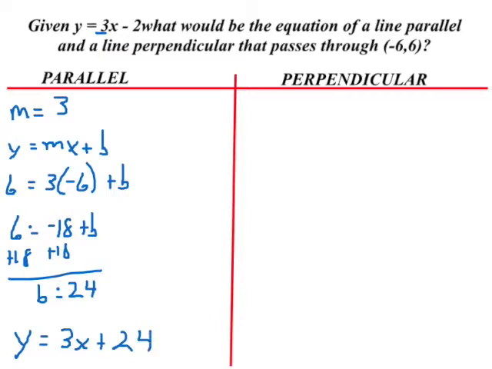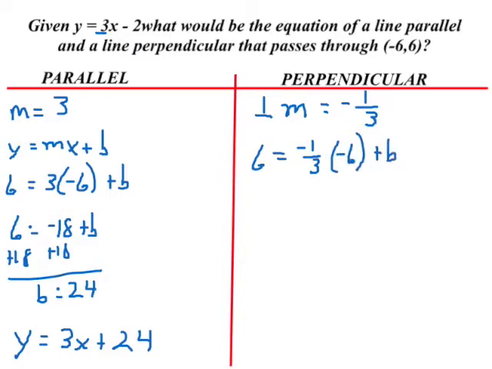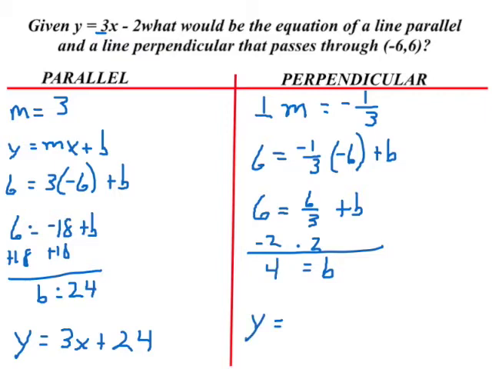There's our parallel one. So our perpendicular slope, we know our slope is a negative reciprocal, so we change the sign, it becomes negative, flip our fraction, so 3/1 becomes negative 1/3. Plugging into y equals mx plus b, we get 6 equals negative 1/3 times negative 6 plus b. So now 6 equals negative times a negative is a positive. 1 times 6 is 6. 6/3, or 2, plus b. So subtract 2 from both sides. We find that b equals 4. So that means our perpendicular is going to be y equals negative 1/3 x plus 4.